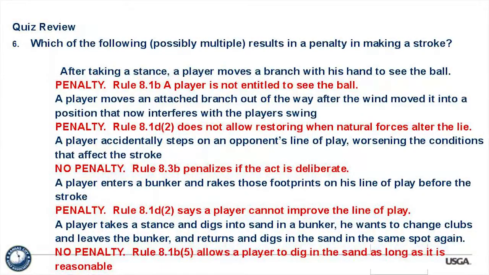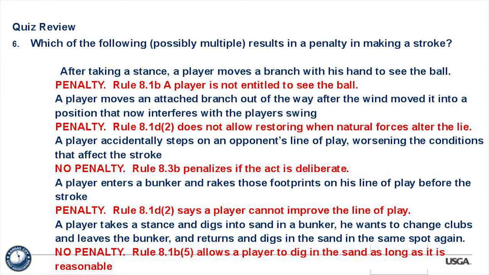So, all right, a player moves an attached branch out of the way after the wind moved it into a position that now interferes with the player's swing. Can we move that back? No, the natural forces have moved that branch. It is going to stay where the natural forces put it. So we do not allow the restoration in that situation.